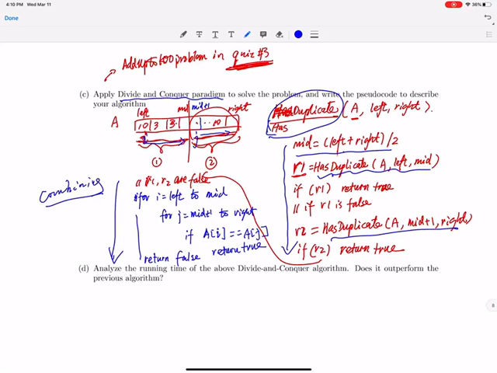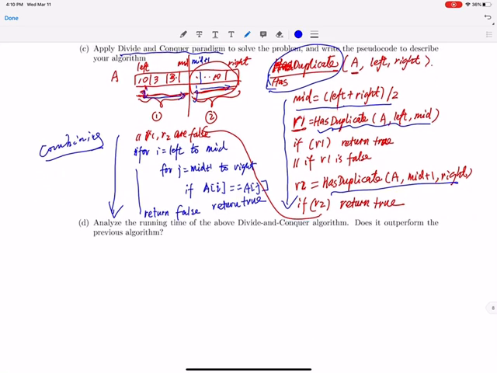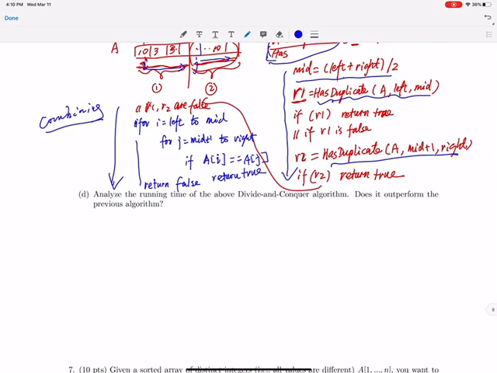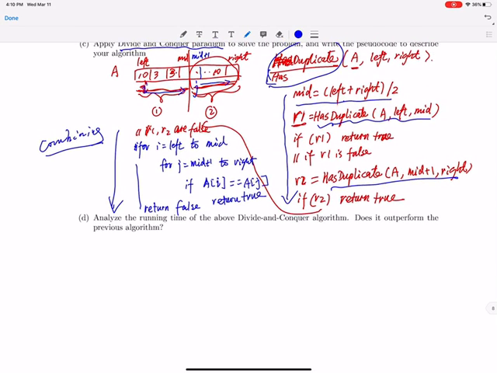So divide, conquer, and combine are the 3 key steps that we have talked about in class. All right, now let's move on to look at the analysis of this algorithm we just wrote.